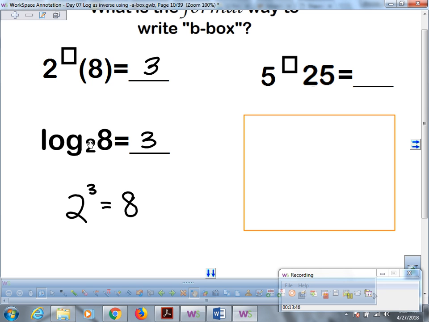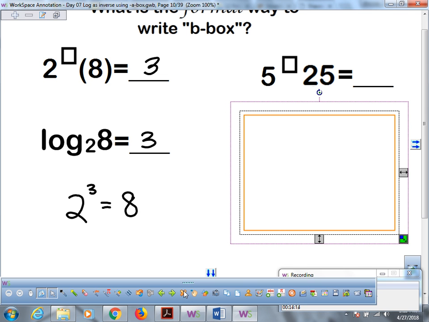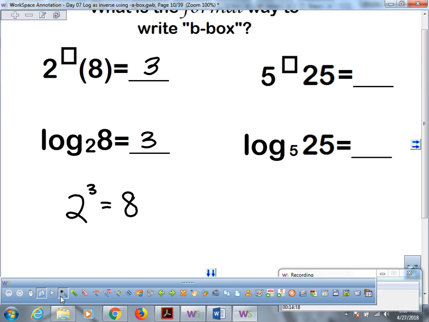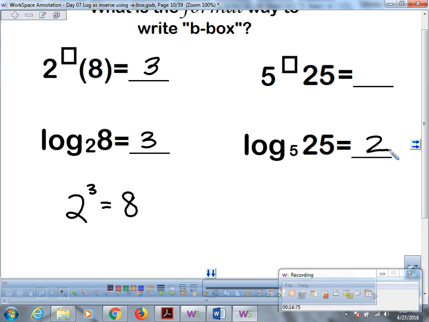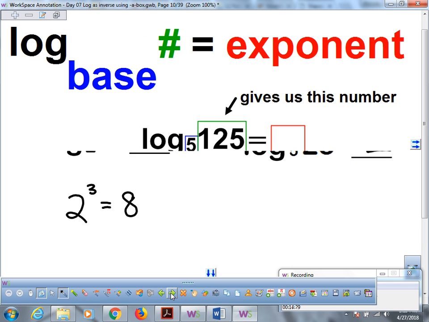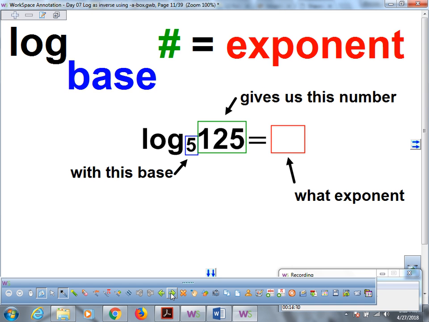I want everybody to try the next one. Do you think you can write the next one on your board, or on your table, what it's going to look like? All right. Here's my unveiling. So log base 5 of 25 equals 2. You guys ready to practice? Okay. But do you see what I mean by this was going to look very different?